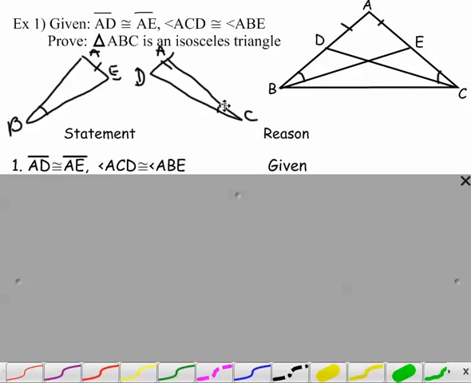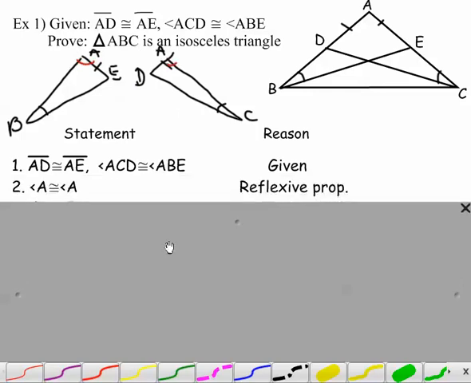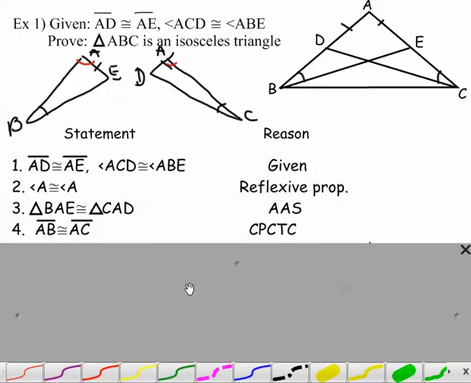So let's take a look at this. We have a pair of congruent sides between our two smaller triangles. We have one pair of congruent angles. So we need another pair of congruent angles to work for us. Well, angle A is occurring in both of those smaller triangles. We know that A is going to be congruent to A by the reflexive property. So we have this smaller pair of triangles congruent to each other now by angle, angle, side.